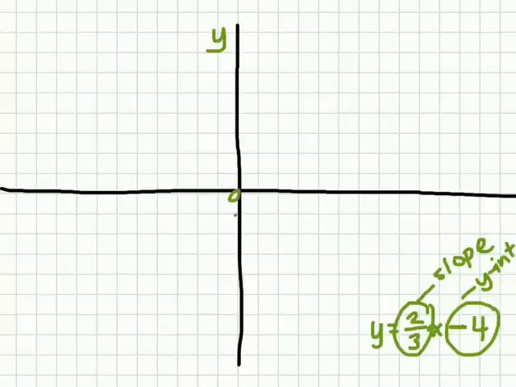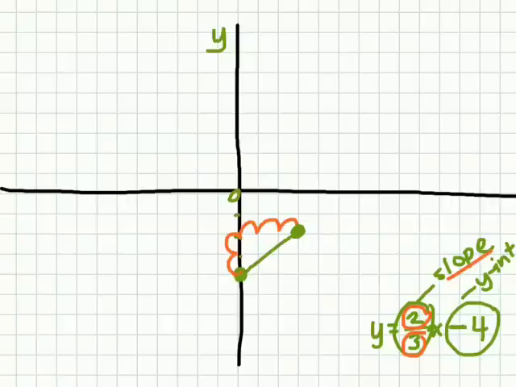Here's 0, negative 1, negative 2, negative 3, negative 4. We have to use the slope. Well, the rise is 2, so it's going to rise. From this y-intercept, because this is a point, we're rising by 2, and the run is positive 3. So we're going to run 1, 2, 3. So this is another point on the line.